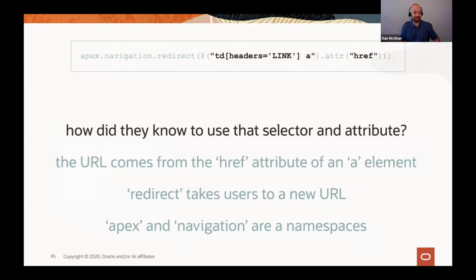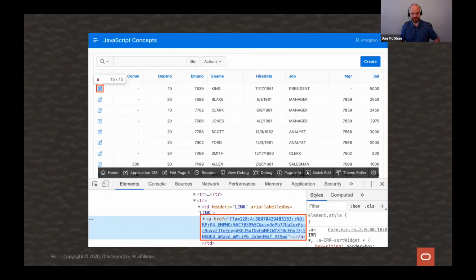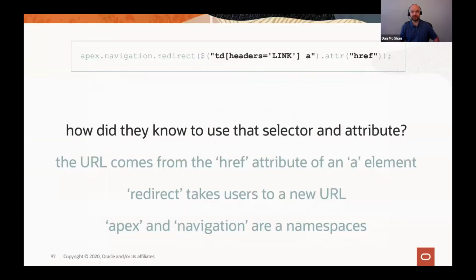And how did they know to use that? Again, with the browser's developer tools, when you inspect the button that a normal user would click to do the navigation manually, you'll see that it's just an anchor element that has an href attribute, and the URL is in here, along with even the checksum that would be necessary to do that navigation correctly. So that's what we have here.